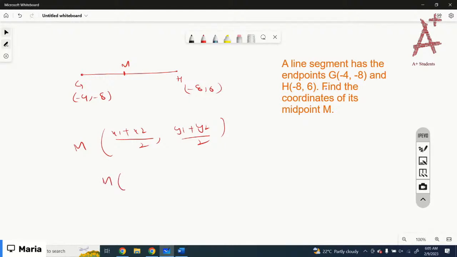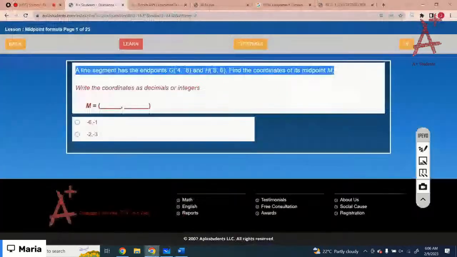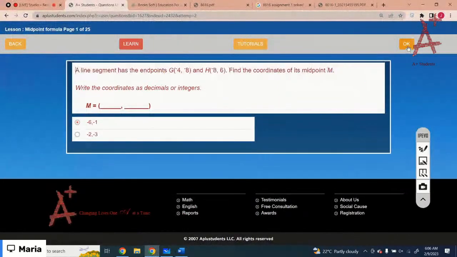This is x1 and this is x2. -4 plus -8 over 2, and -8 plus 6 over 2. So it would be -12 over 2 and -2 over 2. That means the coordinates of the midpoint are -6 and -1. So just select the correct option, it is -6 and -1, and then click on the OK button.